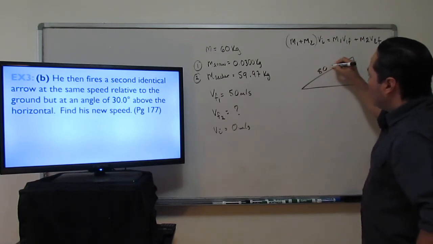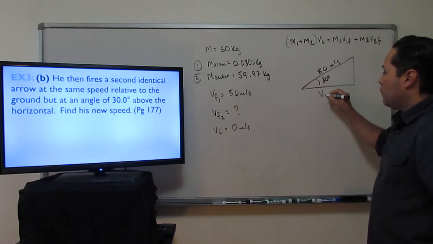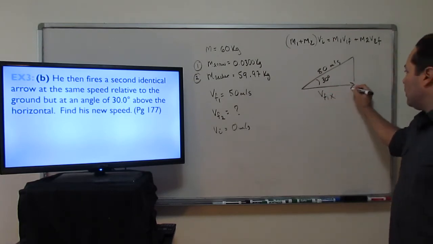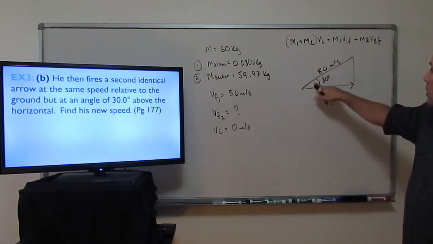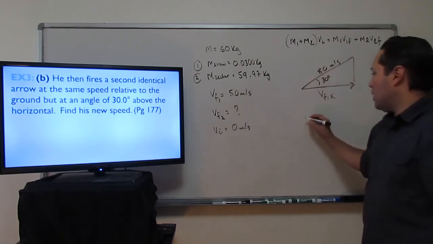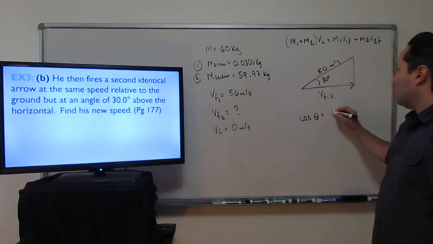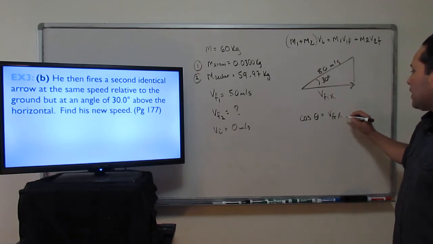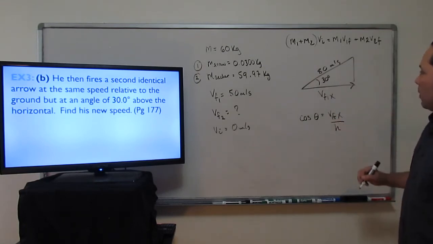The velocity of the arrow is 50 meters per second, but now it's at 30 degrees. But I want the velocity final of the arrow on the x-axis. This component of our vector is what I'm looking for. Notice it is adjacent to the angle, and we have the hypotenuse, so it's going to be cosine of theta, equal to velocity final of object 1 on the x-axis over the hypotenuse. I'm going to put h for hypotenuse.